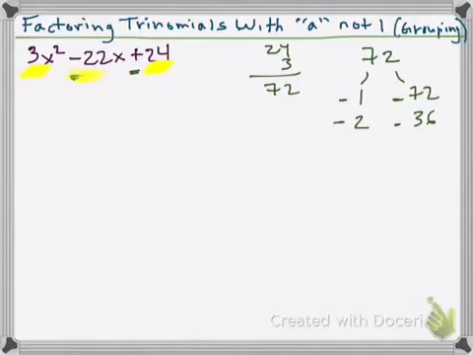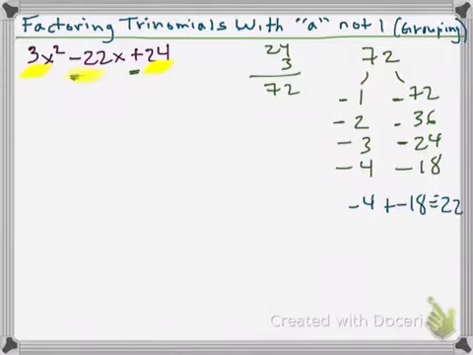And right now I've got too large of numbers, so try 3. That's going to be negative 24. Still too big, that's 27. And then I try 4, end up with negative 18, and I stop because I noticed that negative 4 plus a negative 18 gives me that negative 22. So that's my factor pair that I'm going to pick.